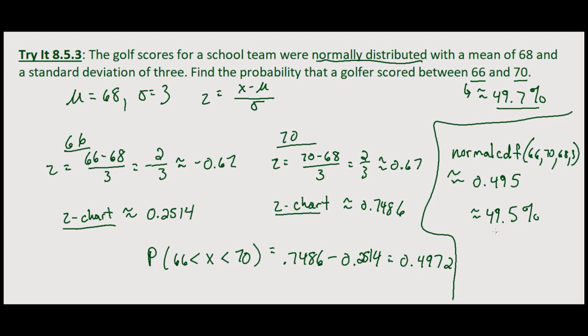Now, if you'll notice, there's a slight difference in these two percentages we found. The most likely reason for that is that we had to use a decimal approximation of z, whereas the calculator is going to use an exact value or a more exact value for z. So technically the normal CDF function is probably a little bit more accurate than finding the z-scores and using a z-score chart.